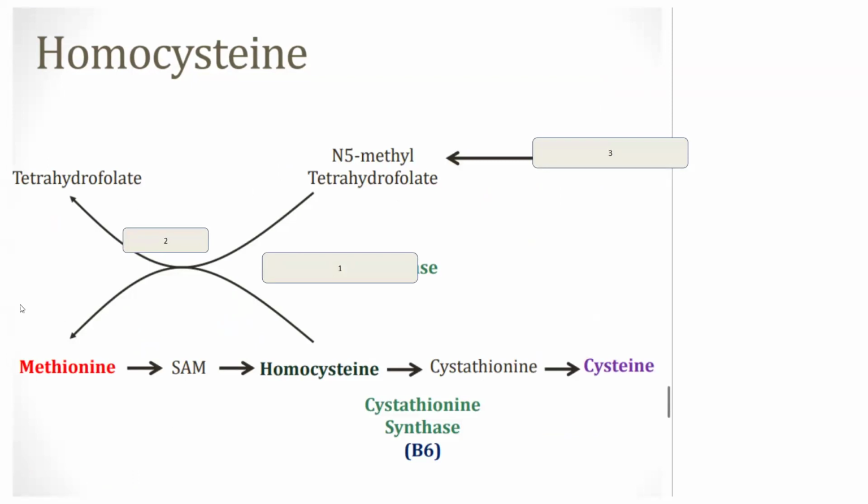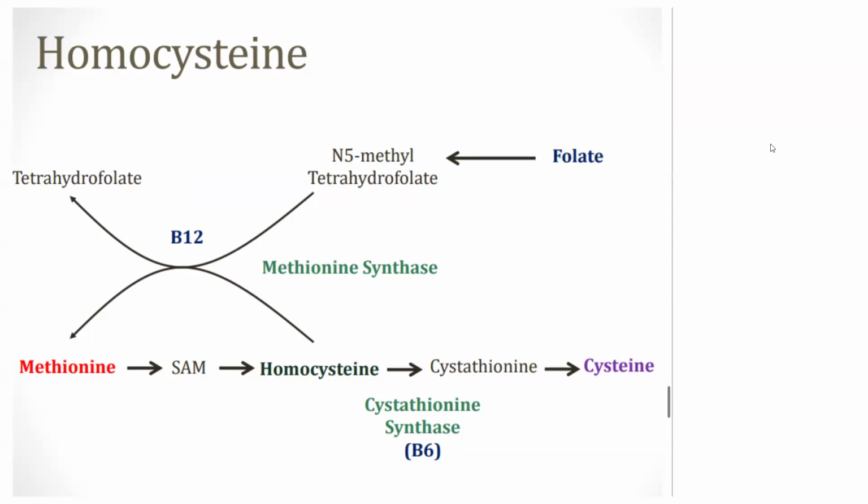This is like a recap of the whole pathway. Homocysteine to give us methionine. What is the enzyme? Methionine synthase. For methyl tetrahydrofolate to form tetrahydrofolate, what cofactor does it need? B12. And finally, what gives us this methyl tetrahydrofolate? Folate or B9. Okay, so here's B9, here's B6, and B12.